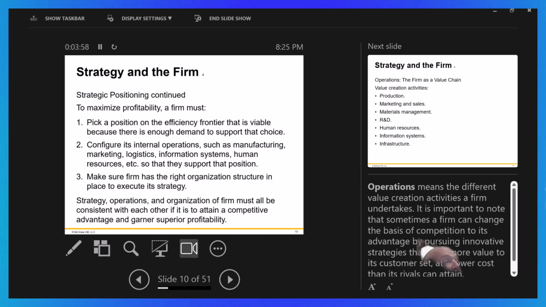There's no point in having a strategy, but you don't have the resources to implement it. So strategy, operation, and organization of firm must all be consistent with each other if it is to attain a competitive advantage and garner superior profitability. Also, all of these areas here need to align together as well.